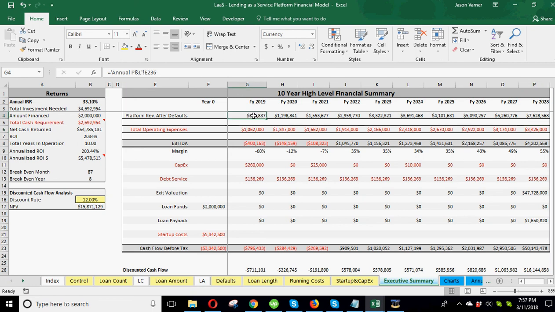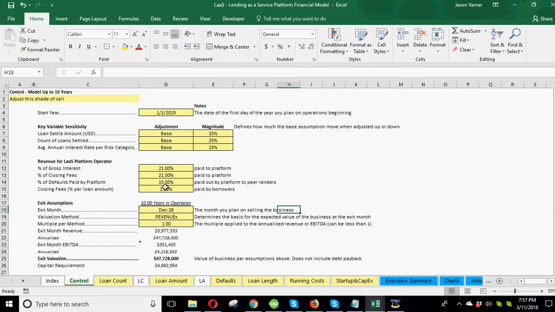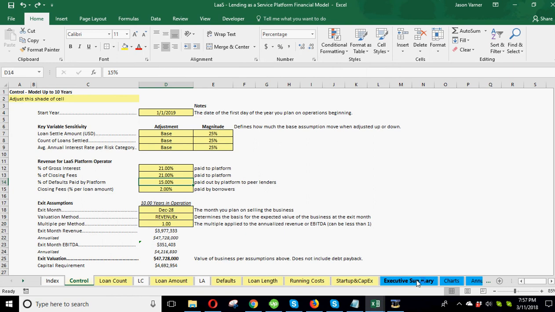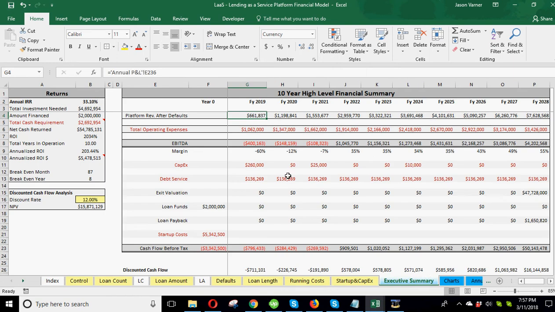So this is showing you your revenue after default. What this number is actually looking at is the total gross revenue on the platform times the percentage that the platform gets, less any amount of defaults that the platform covers. So you can see this is 661,000 for year one. If we change this default to 0, it should go higher. And yeah, you can see it goes from 661 to 790,194,000. So just kind of showing you that everything ties and works.